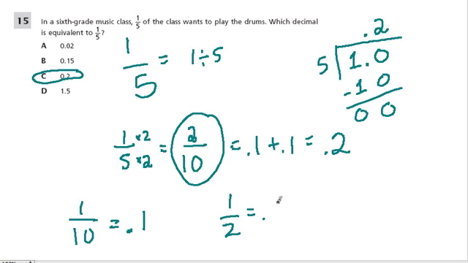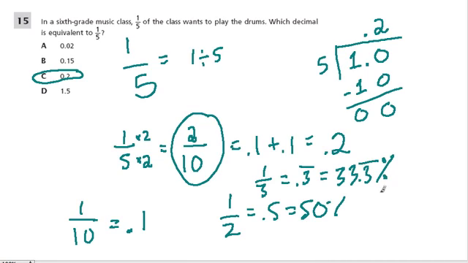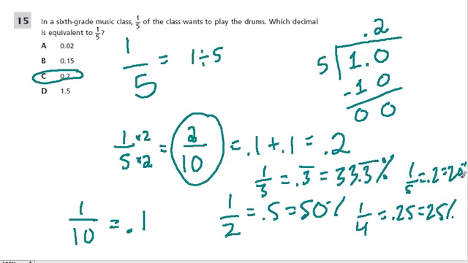1/2 equals 0.5, which equals 50%. 1/3 equals 0.3 repeating. That's what that line means. This repeats forever, which equals 33 1/3%. 1/4 equals 0.25 or 25%. Right? 1/5 equals 0.2 or 20%. And I think the last common one is just 1/10. And that's 10%. And in other videos, I'll go over the details about why this all makes sense, but these are some good benchmark fractions, decimals, and percents.